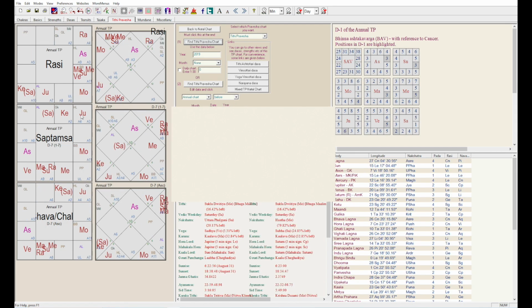Hora Lord is Jupiter. He is in the 6th house. He is aspecting the 5th Lord Venus. He is the Karaka, but he's not any trine or a Kendra Lord. He is aspecting the 5th Lord.